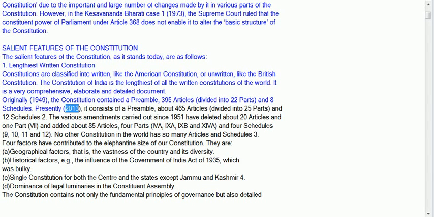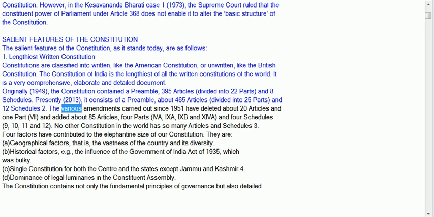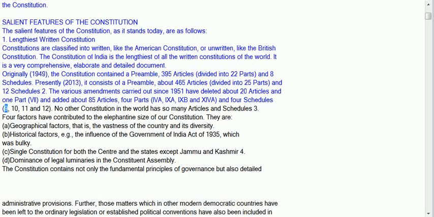Presently, in 2013, it consists of a preamble, about 465 articles, divided into 25 parts, and 12 schedules. The various amendments carried out since 1951 have deleted about 20 articles and 1 part, VII, and added about 85 articles, 4 parts, IVA, IXA, IXB, and XIVA, and 4 schedules: 9, 10, 11, and 12. No other constitution in the world has so many articles and schedules.